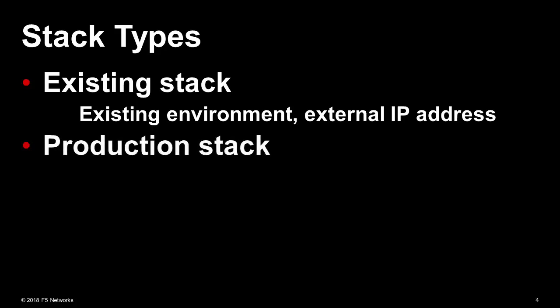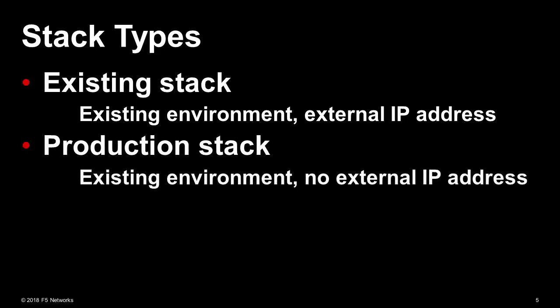The second type of template is called production stack. It's also meant for when you have existing resources in AWS. This just doesn't have a public IP address, so you need to create a VPN or jump box to connect. And finally, we have a learning stack. This is what I'm going to show you today.